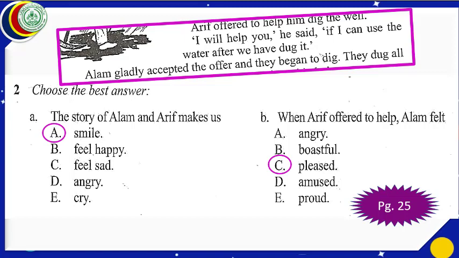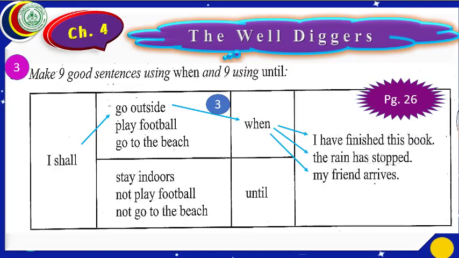Dear students, we have done exercise 2. Now we shall move to the next exercise, that is exercise 3. Here you can see this is exercise 3. Let us read the instructions. Make 9 good sentences using when. Dear students, we are set to make 9 sentences by using when and 9 using until. You can see here is written when and here is written until. We are asked to make 9 sentences by using when and 9 sentences by using until.